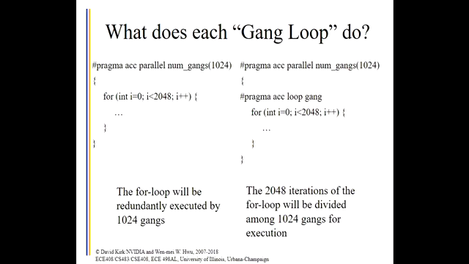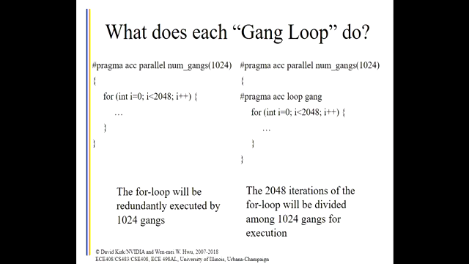Now here, if we have two loops, the one on the left has the number of GANs at 1,024 and it's ACC parallel. But did you notice that there's no ACC loop anywhere in that picture? So this for loop is just treated as an ordinary statement. This for loop will be executed redundantly by the 1,024 GAN leaders.